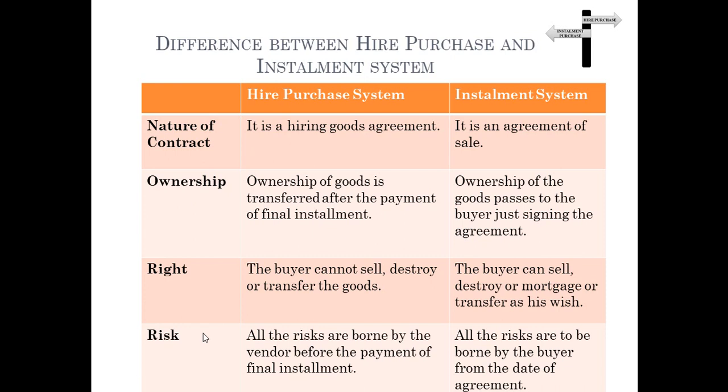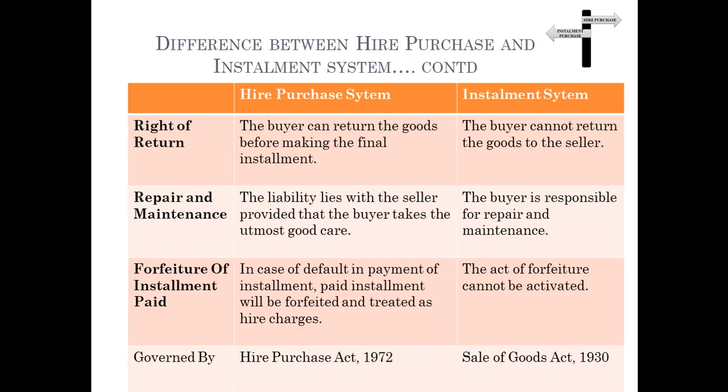Fourth one, risk. On the basis of risk, in case of hire purchase system, all the risks are borne by the vendor before the payment of the final installment. Vendor means your seller. But in case of installment system, all the risks are to be borne by the buyer from the date of agreement, means from the date of signing of the agreement, because he takes not only the physical possession but also the ownership of the goods, he has to take care of all the risks.